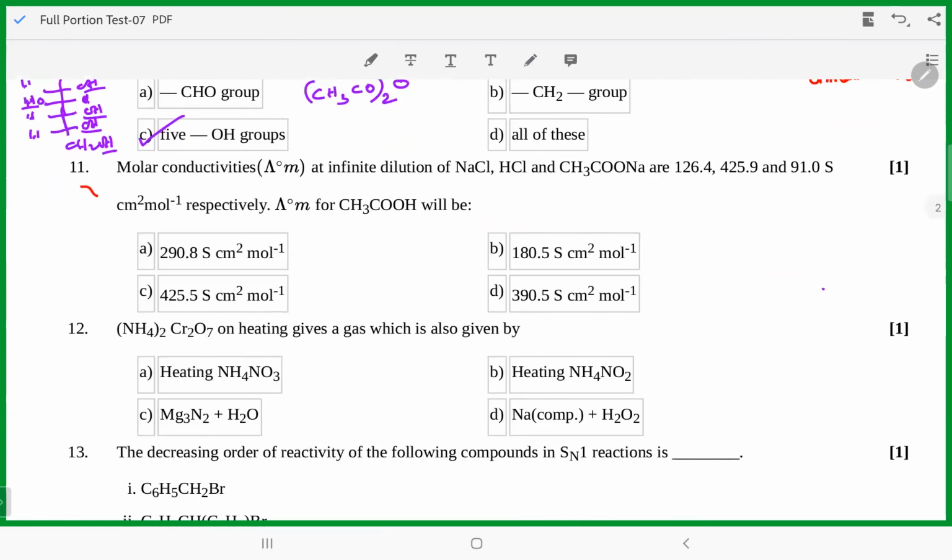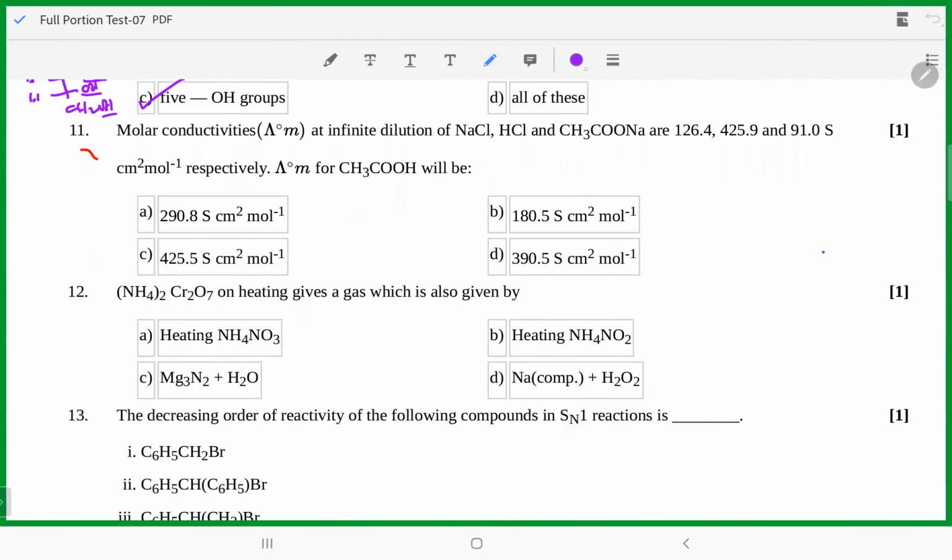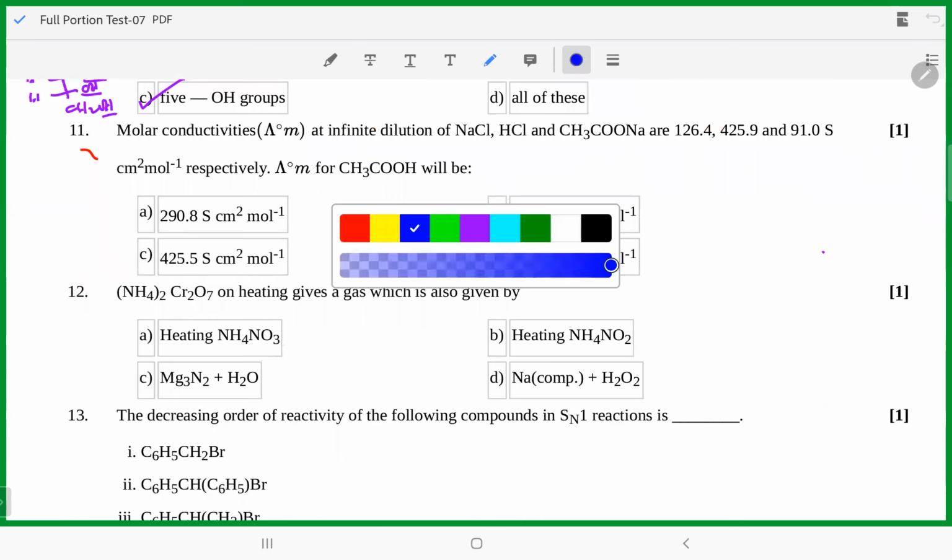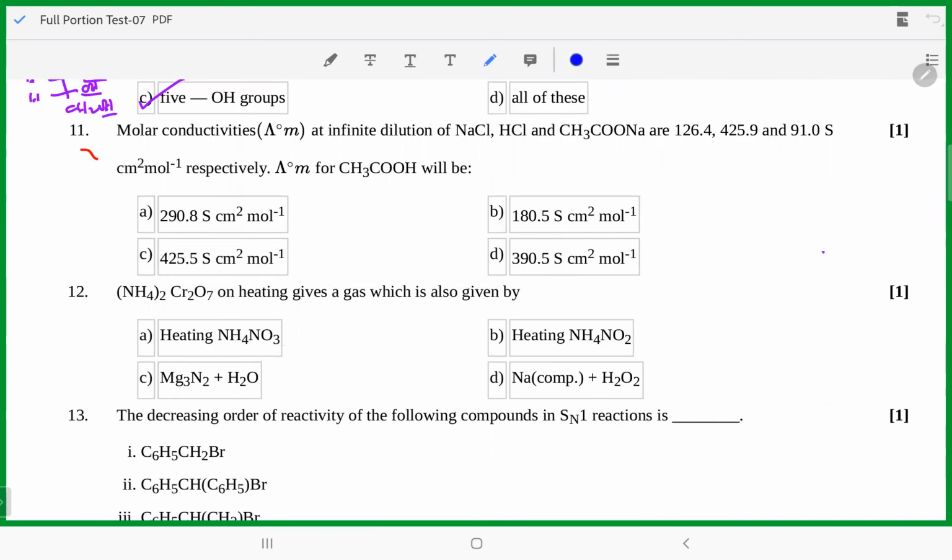Then next question, the molar conductivity Λ0m. Yes, what is it? I'm not hearing. Sir, you can continue. The molar conductivity Λ0m at infinite dilution for NaCl, KCl, HCl and sodium acetate are 126, 425 and 91.